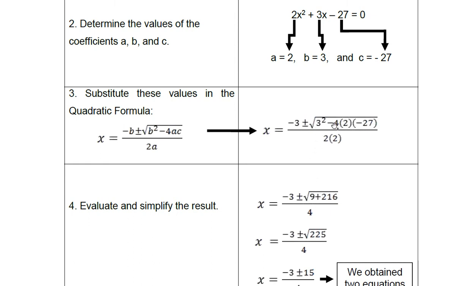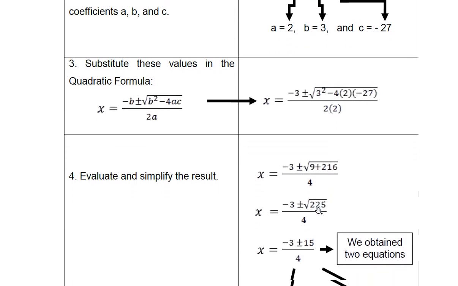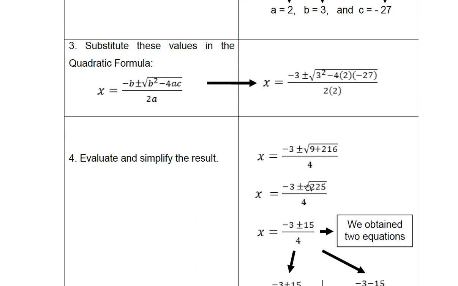So if we're going to multiply this one, we have negative 4 times 2, that is negative 8. Negative 8 times negative 27, that is positive 216. Then over 2 times 2, over 4. So in here, you get the square root of 225. The square root of 225, that is 15.